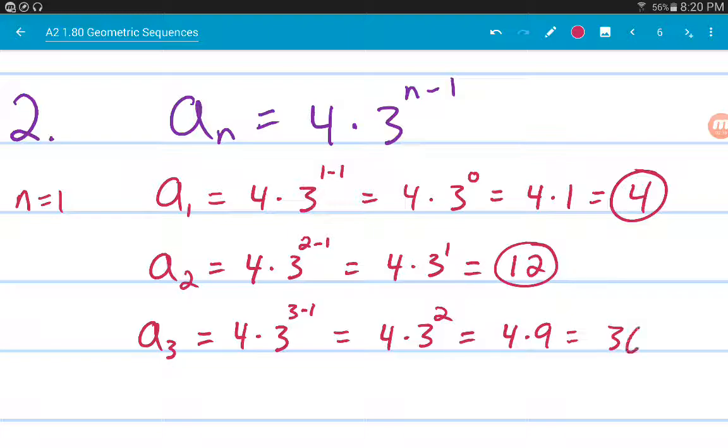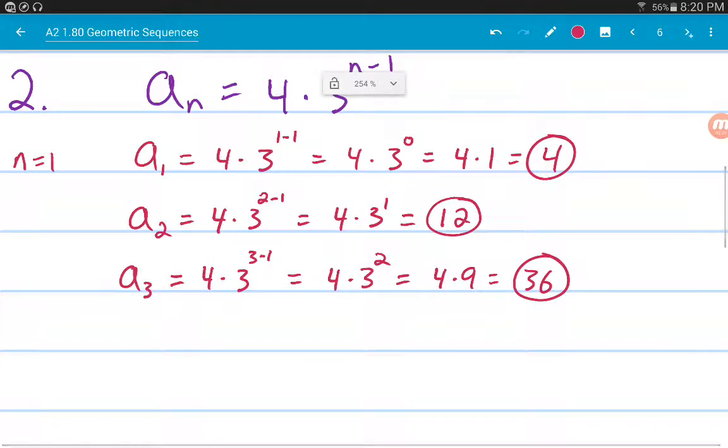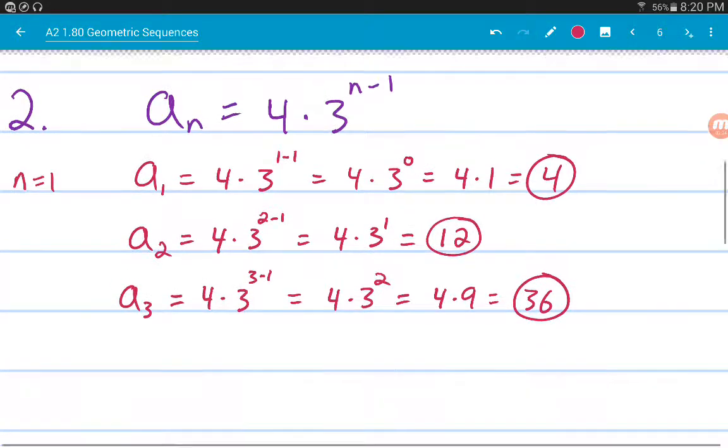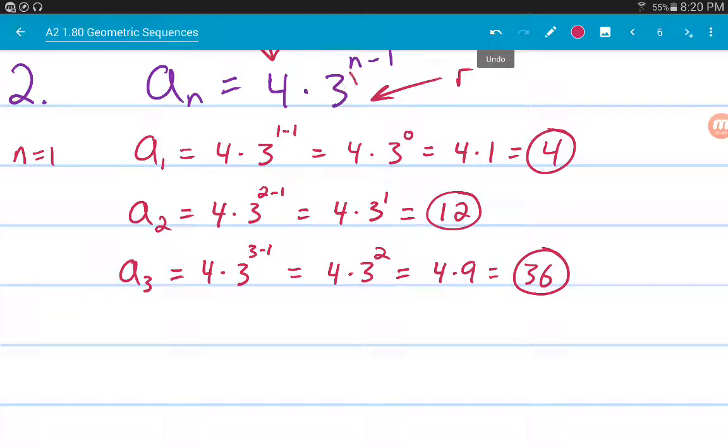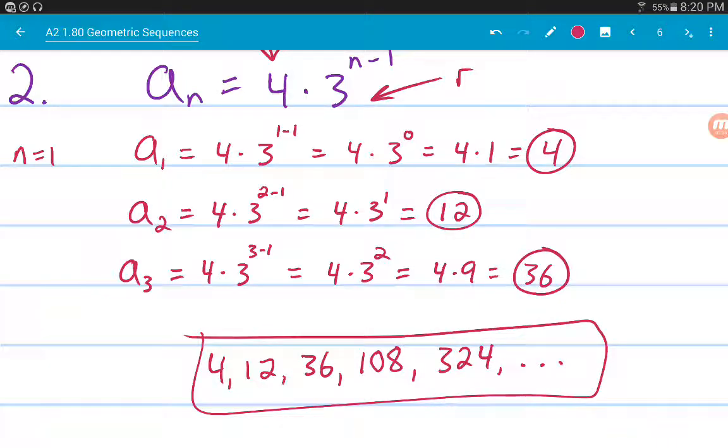which is 4 times 9, which is 36. Now, if you haven't noticed the pattern, this right here is my first term. And this right here is my r. They like to use lowercase r. So it's my common ratio, my common multiplier. So what am I multiplying by every time? That. So my numbers are 4, 12, 36, times 3 gets me 108, times 3 gets me 324, and that's the first 5 terms of the sequence.